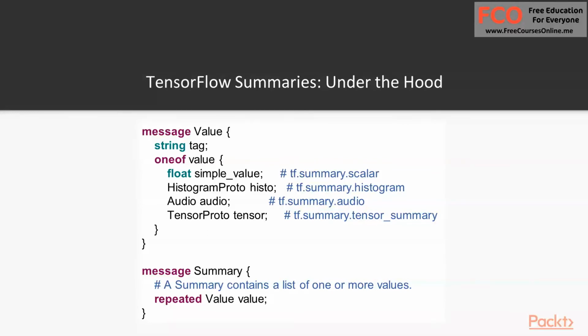That's defined right above. A value object has a tag of type string, and exactly one of the attributes simple_value, histo, audio, or tensor. Simple value is what's used for tf.summary.scalar, histo is used for tf.summary.histogram, and so on and so forth.